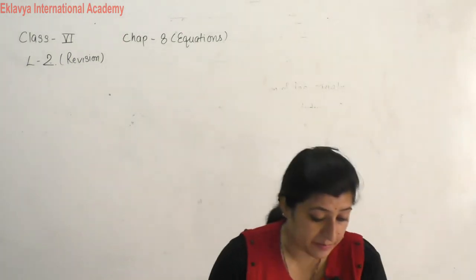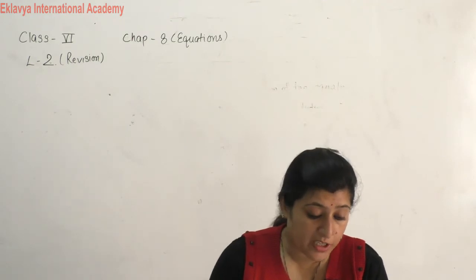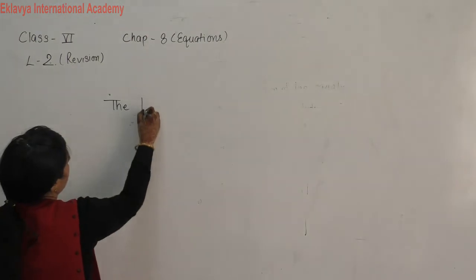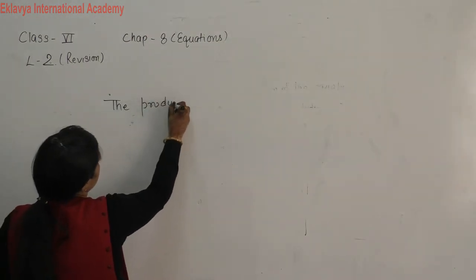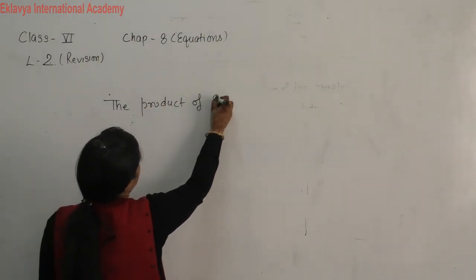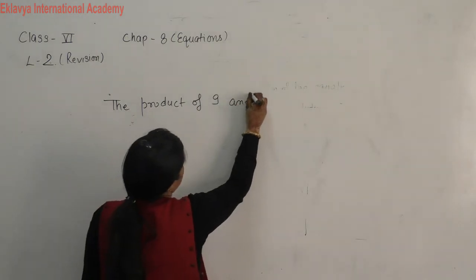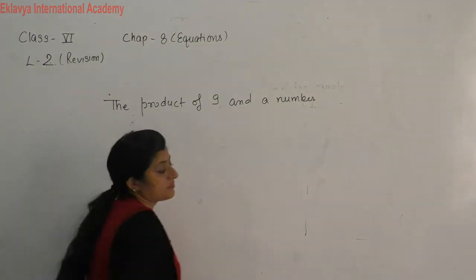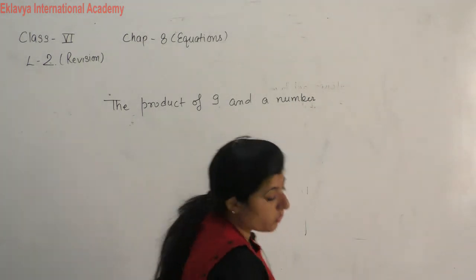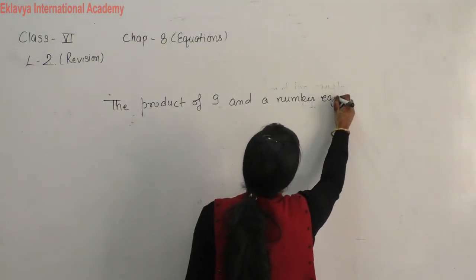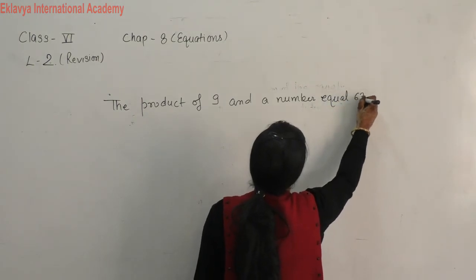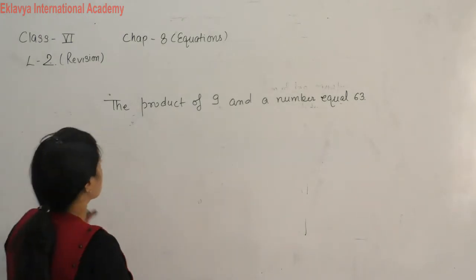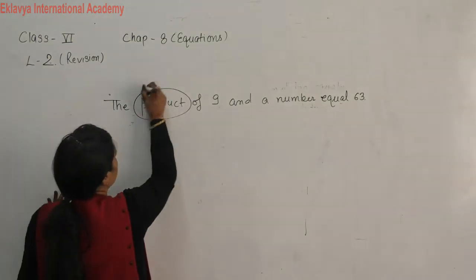Exercise 8C. The product of 9 and a number equals 63. The first thing we have to do is change it into an equation. प्रोडक्ट का मीन्स होता है मल्टीप्लीकेशन.